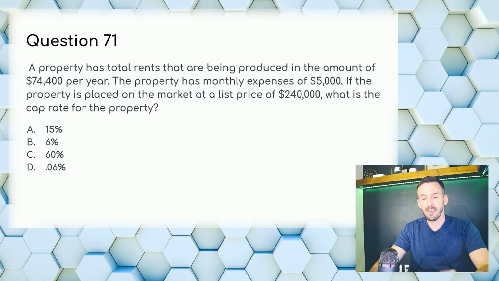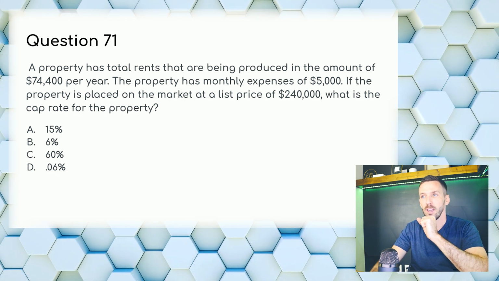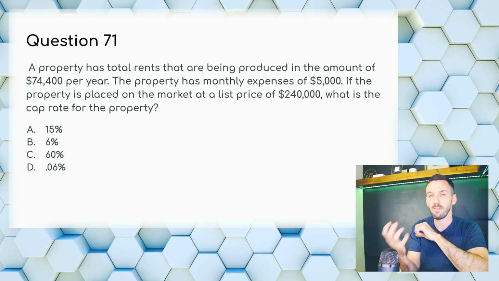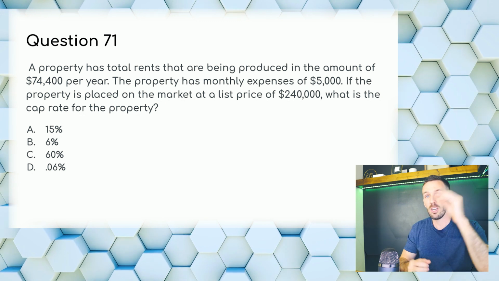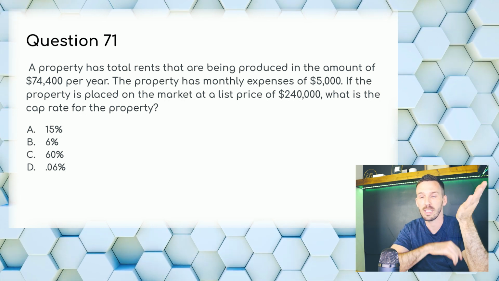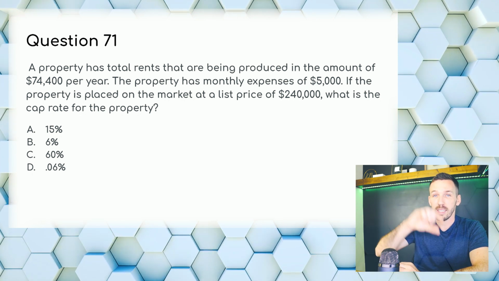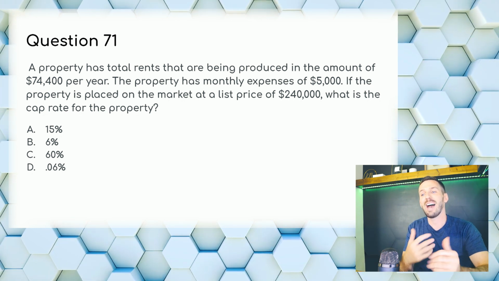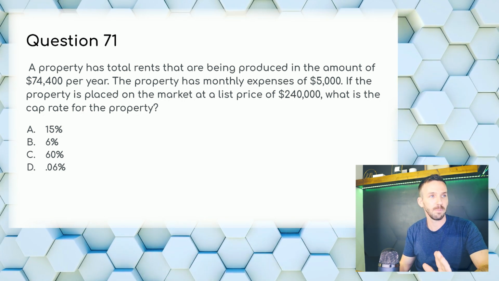So the total yearly profit is $14,400, right? That's $74,400 per year, but then you need to subtract out all those monthly expenses of $5,000 a month. $5,000 a month is $60,000 a year, because 5 times 12 is $60,000. So $74,400 of income minus $60,000 of expenses leaves you with $14,400. So then you take that income, you subtract the expenses. So $14,400 divided by $240,000 is 6%. And if you're asking how I knew to divide, well, try to multiply and you'll get some astronomical number. So we get 6%, which is B.